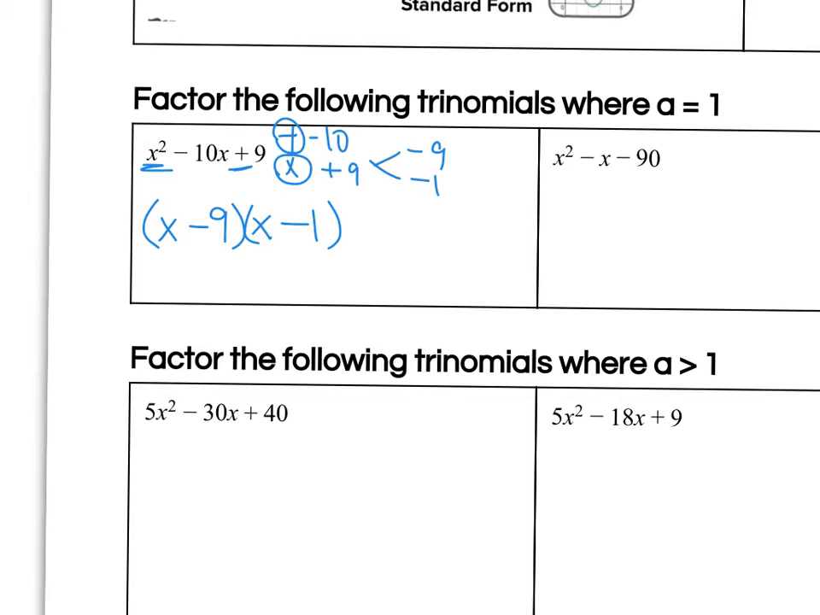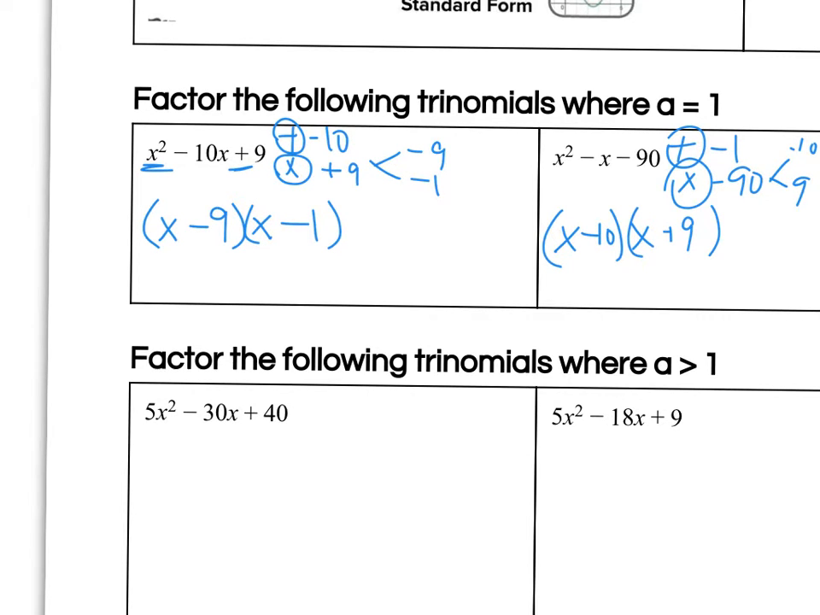Similarly, over here, we need to add to negative 1 and multiply to negative 90. That's going to be negative 10 and 9. Again, draw your brackets. To get x squared is x times x, and then use your numbers negative 10 and positive 9.